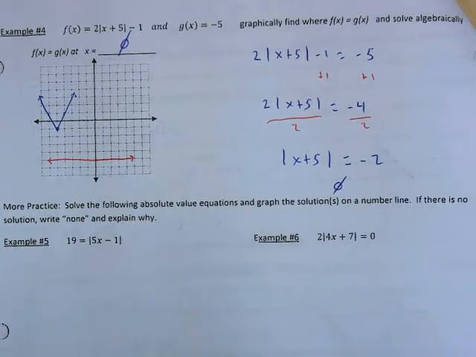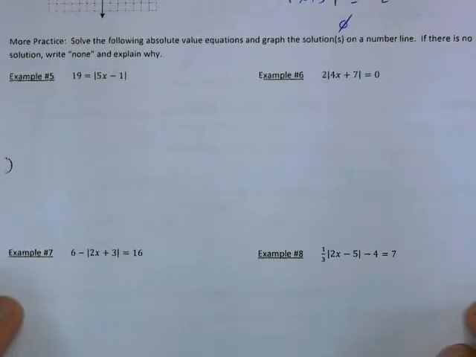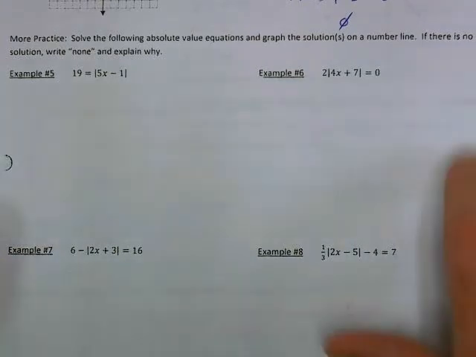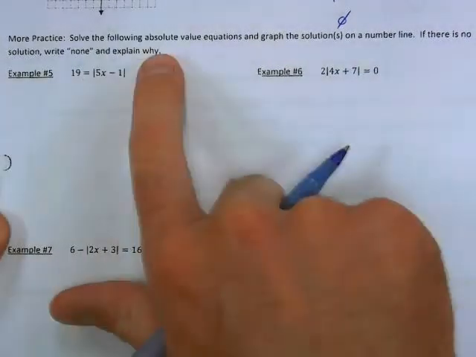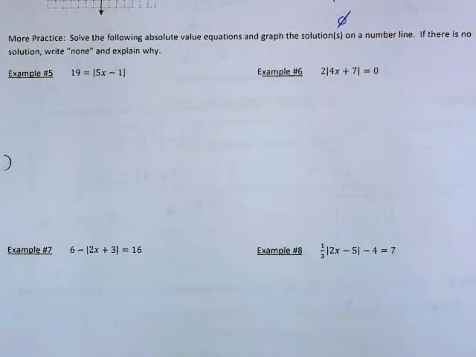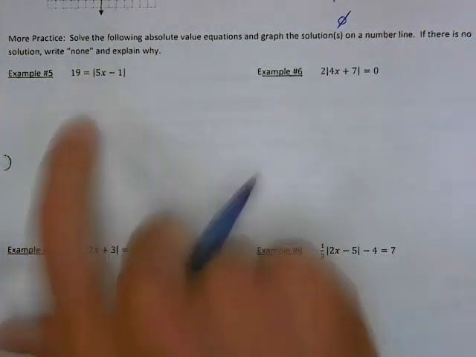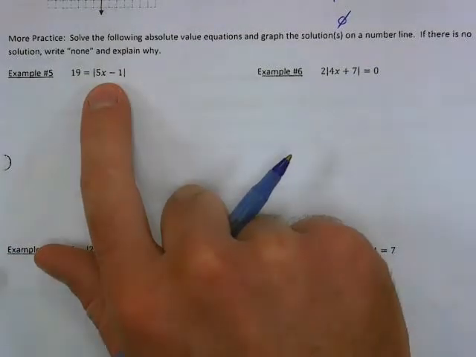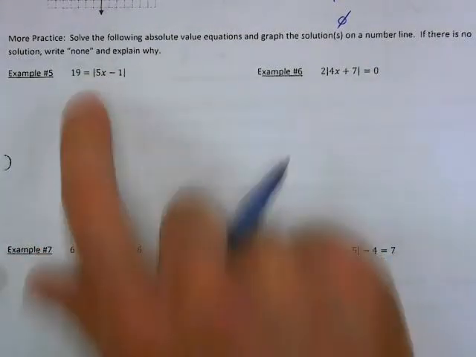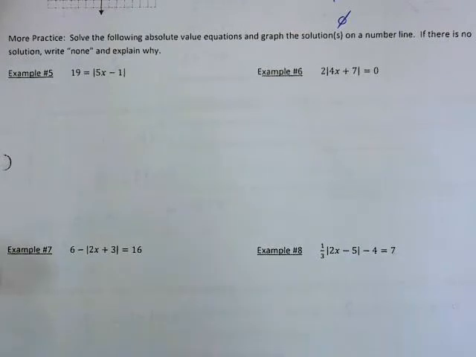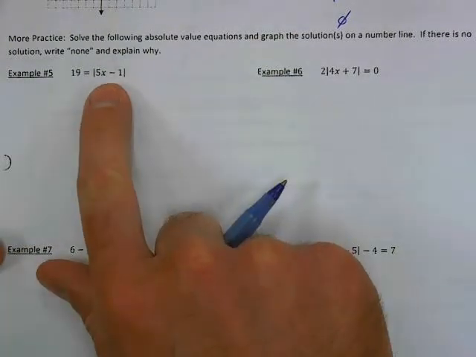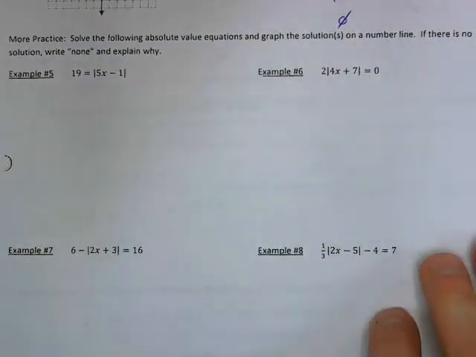Okay, and then at the bottom we have some more practice. We got 5 more examples, so let's get through these. Okay, so they want us to solve the absolute value equations and graph the solutions on a number line. If there is no solution, write none and explain why. All right, so the first one, we've already got the absolute value part by itself. It doesn't matter that it's on the right side. We can switch it around if we want to, but since the absolute value part is by itself, we can set up our two equations.